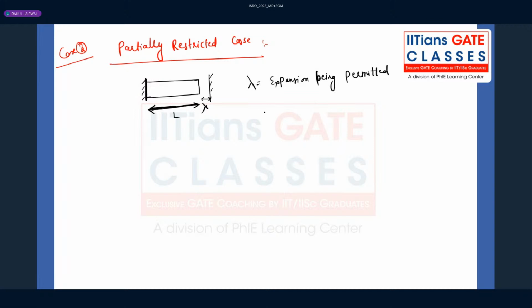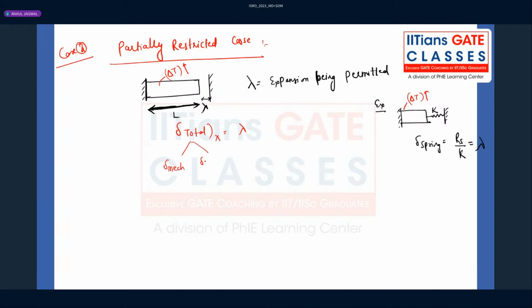If I give an example, I can give one like this also. A bar is connected to a spring. So whatever deformation happens in the spring, that is Rs divided by K, that is acting like lambda. So if a question comes, bar is connected to spring, do not confuse. It is the same partially restricted case where the temperature got changed. Here also the temperature got changed. So what will happen? Whatever the total deformation in the earlier case, we wrote it to be zero, but here it will be lambda. Now you know that total deformation means what? We have mechanical deformation and we have thermal deformation.